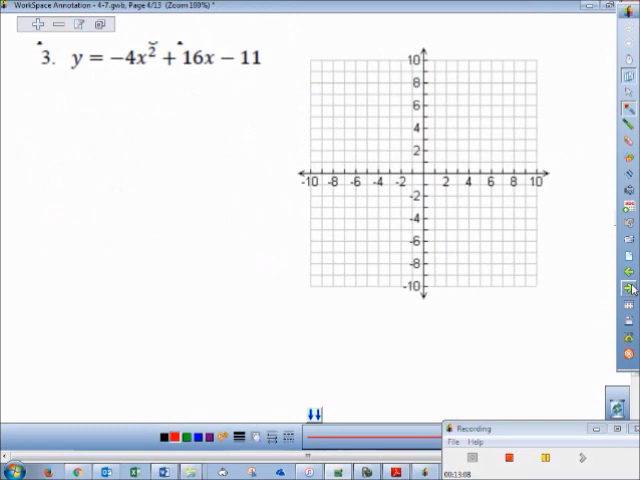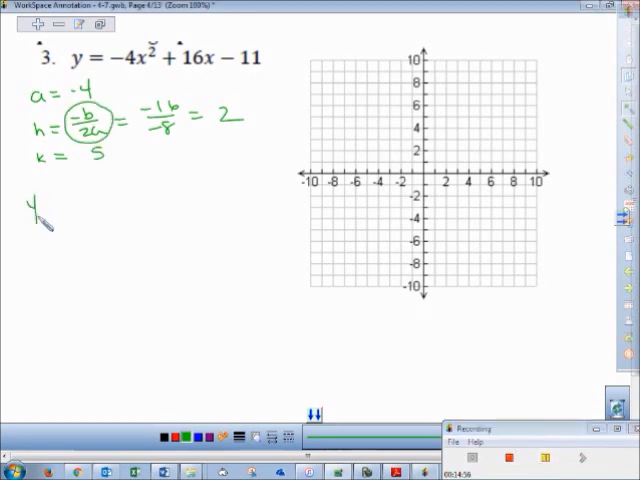Is that in standard form? Yep. Let's put them in vertex form. First, I need A. What's A? Negative 4. H is the opposite of B over 2 times A. Two, right? And then I'll let you substitute 2 in for x to find the y value of the vertex, which we also call K.